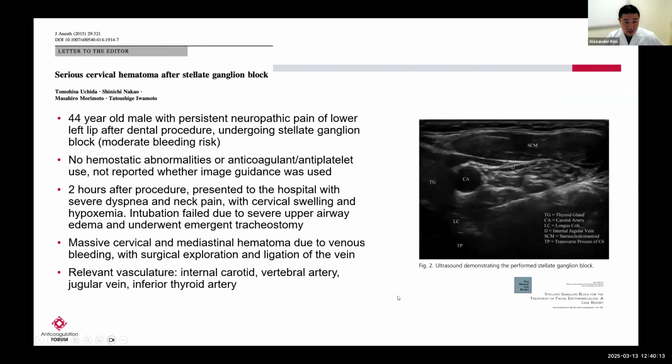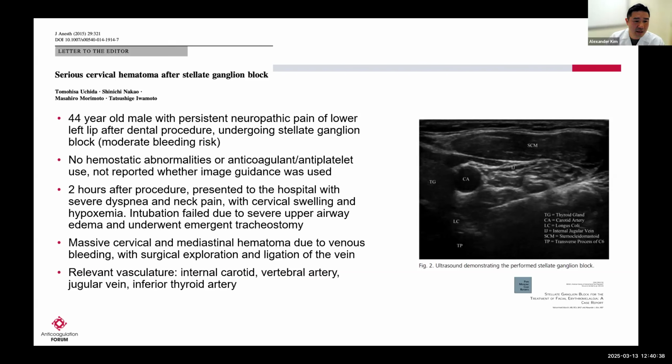So I just had 2 other cases that I wanted to go over. Different types of procedures here. This is a 44-year-old male with persistent facial pain after a dental procedure, and they were undergoing a stellate ganglion block. With that chart before, this is categorized as a moderate bleeding risk procedure.